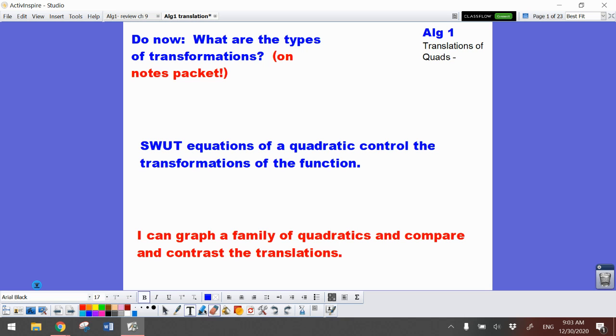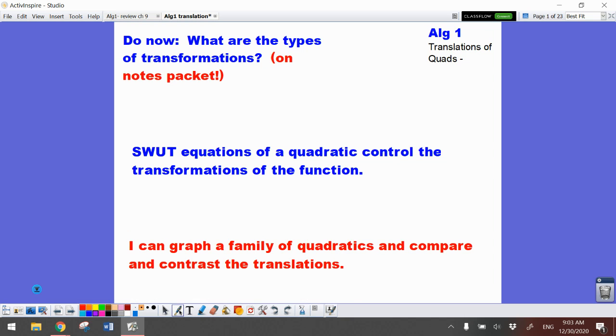All right, so today we're going to work on translations of quadratics, or transformations of quadratics, which means we're going to be looking at the 5 different types of transformations. Okay, so there are some characteristics of a quadratic function, especially when they're in vertex form, which control what the quadratic looks like.